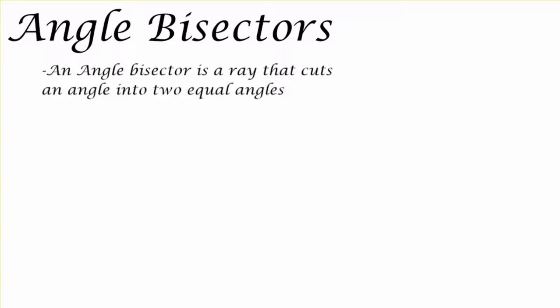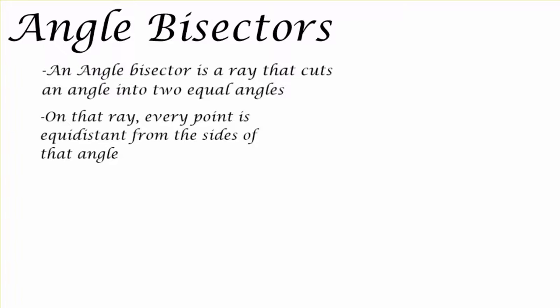Welcome to the lesson on angle bisectors. In this lesson, we will investigate the properties of angle bisectors and how we can apply those properties to solve some basic problems. Now, as we can recall, an angle bisector is a ray that cuts an angle into two equal parts. On that ray, every point is equidistant from the sides of that angle, and this allows us to create a lot of shapes with very concrete properties.